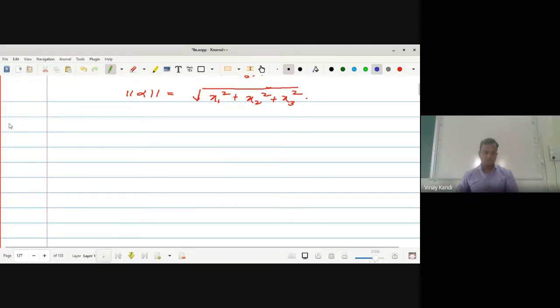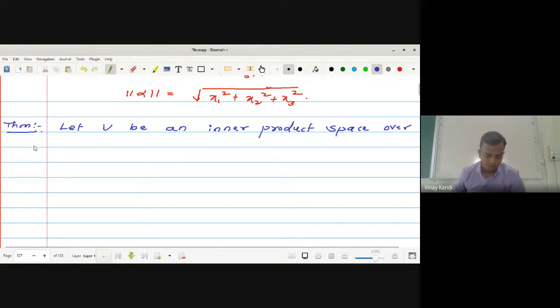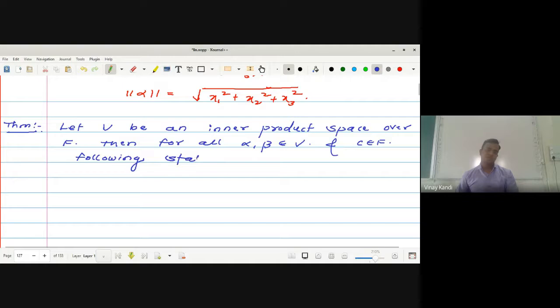One small theorem is there. Look at this one. Let V be an inner product space over the field F. Then for all alpha, beta belonging to V, these two elements, and c belonging to F, the following statements are true.